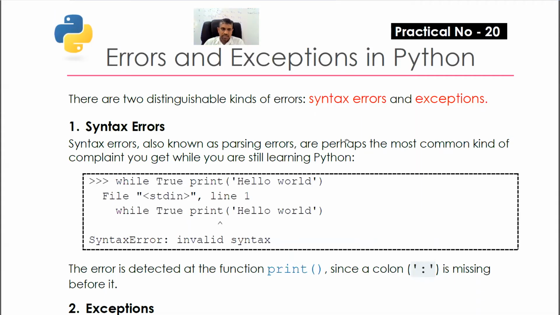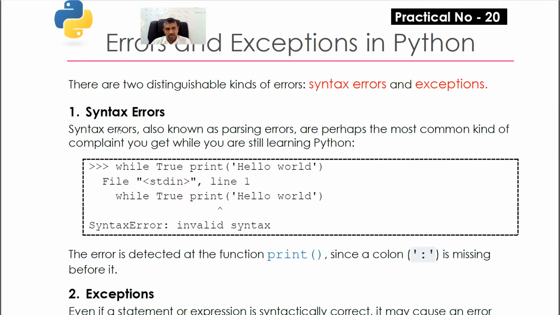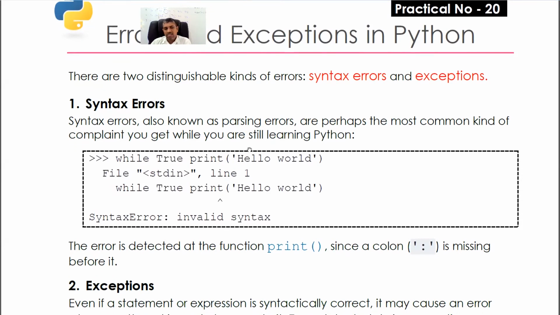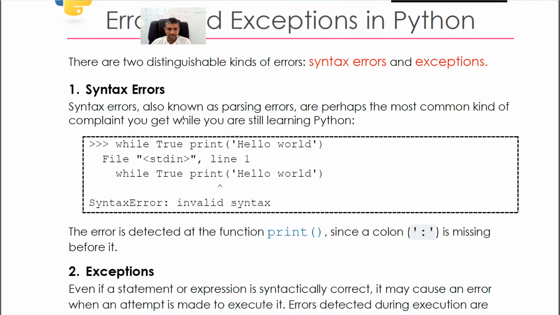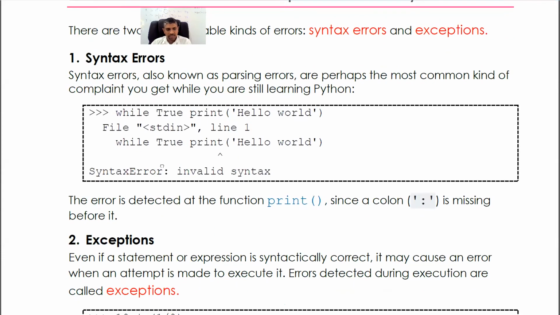syntax errors mean the invalid use of the Python coding style. We call them grammatical errors. Syntax errors, also known as parsing errors, are perhaps the most common kind of complaints you get while you are still learning Python. Most of the time we can manage our code without syntax errors. The error is detected at the function print, since the colon is missing. In this example, while true, you have to put a colon. So this is a syntax error.